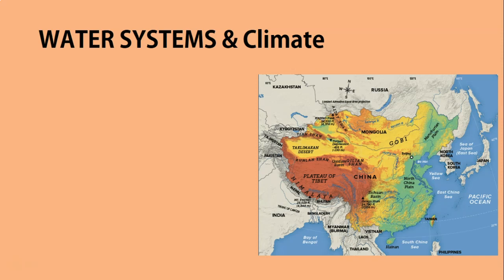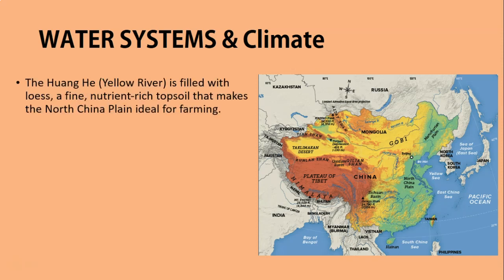Let's move on now to our major water systems and the climate. So when you take world history, you're going to learn a lot about these two rivers. There are two major rivers that define China. And the first one is known as the Yellow River. And you can see on the map it's located right here. Now, the Yellow River historically has been very important for China because it provides nutrient-rich topsoil for the region. And again, that is going to make this area very, very fertile and super ideal for farming.